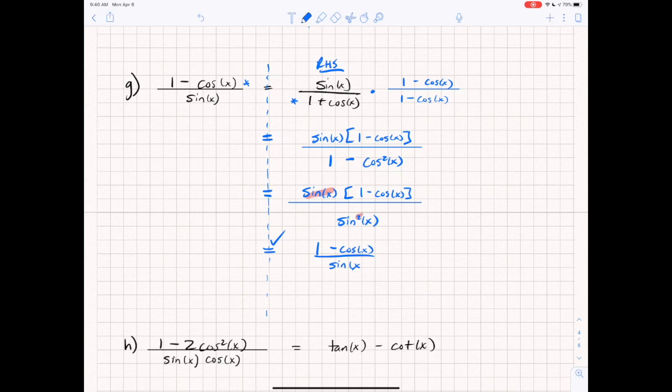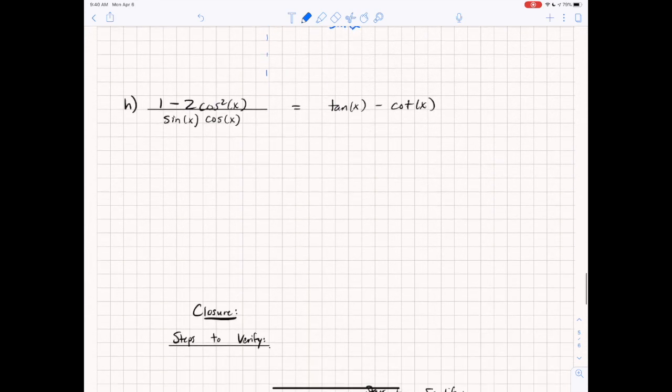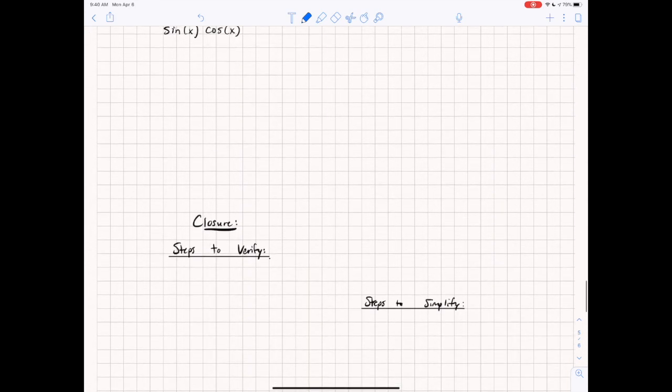Verified. All right, so these two problems incorporate this idea of using the conjugate. Now H. This is our final one, and then we'll do our closure. I'm going to move this down.